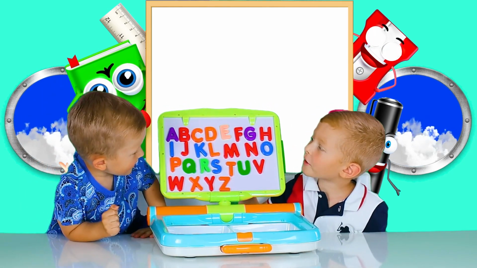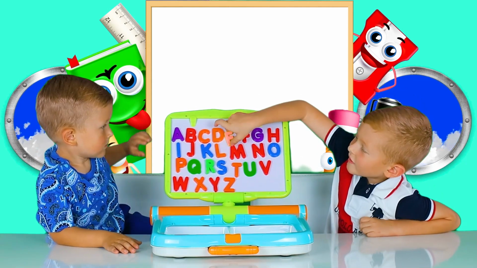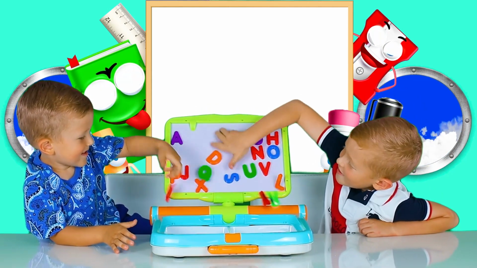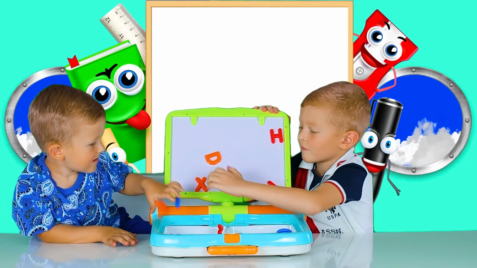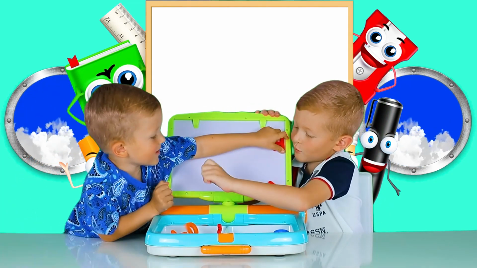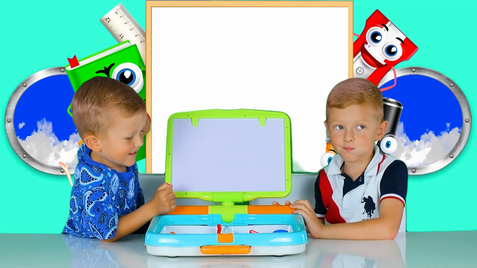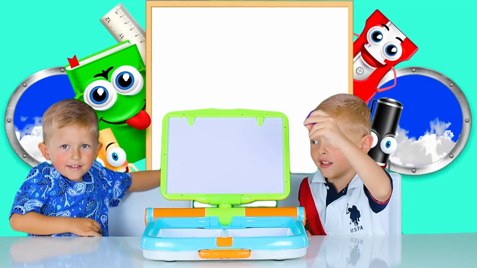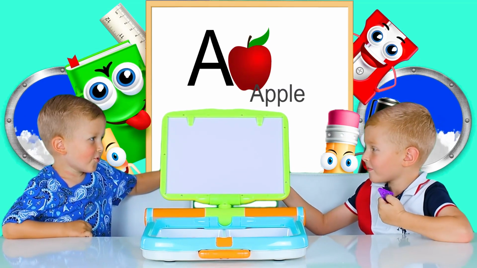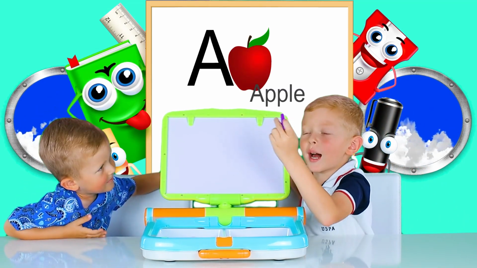Wow! All the alphabet. Wow! Right. Look, kids. This is letter A. A is for apple. That's right. A is for apple.